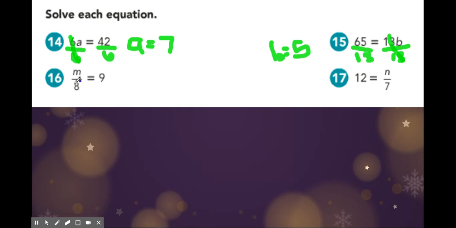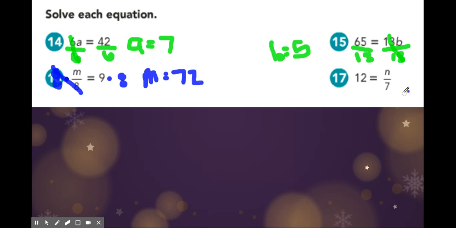I have m divided by 8 is equal to 9. Well, if I have division, the inverse of division is multiplication. So I can multiply by 8. When I solve this, I'm left with just m. And if I multiplied one side by 8, I have to multiply the other side by 8. So m is equal to 72.